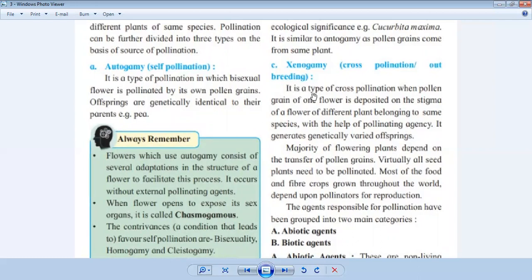तो xenogamy के केस में क्या होता है यहाँ पे? Xenogamy means it is a case of cross pollination. ठीक है, क्रॉस पॉलिनेशन के केस में क्या होता है कि the transfer of pollen grains from one plant to another plant. ठीक है, मतलब यहाँ पे प्लांट अलग अलग रहेंगे और फ्लावर्स भी अलग अलग रहेंगे, लेकिन स्पीसीज जो रहेंगे वो सेम रहेंगी. It is a type of cross pollination when the pollen grains of one flower are deposited on the stigma of a different flower belonging to a different plant of the same species with the help of pollinating agency. It generates genetically varied offspring, means यहाँ पे hybrid varieties develop होती है. It is a part of genetically hybrid or varied offspring.